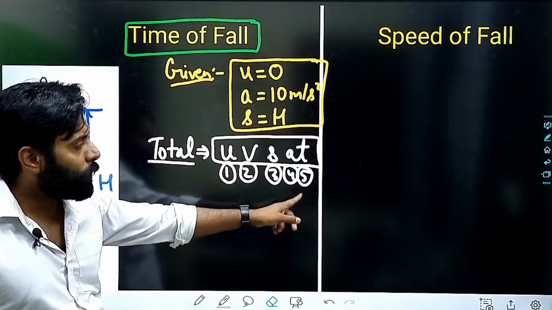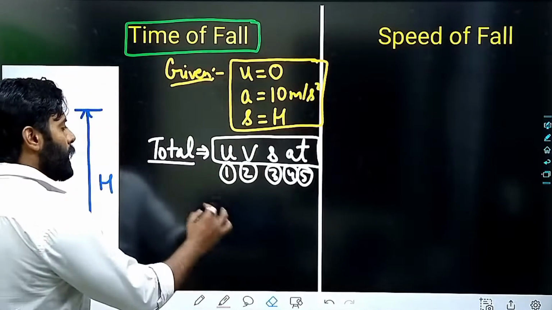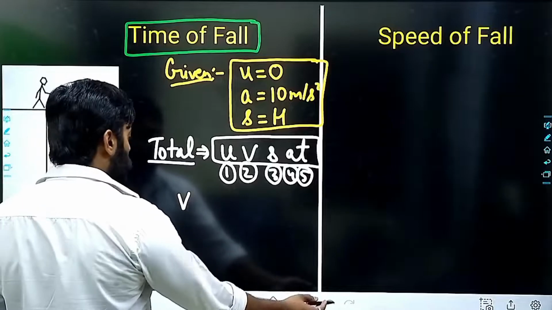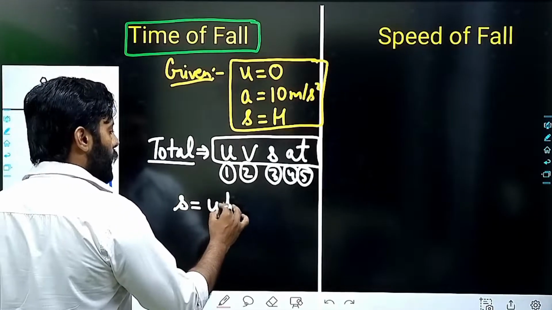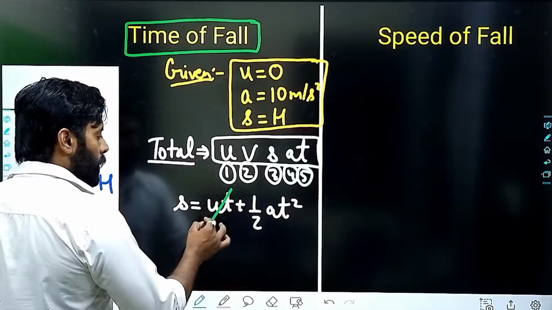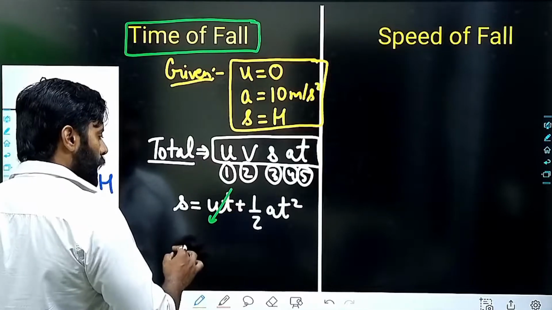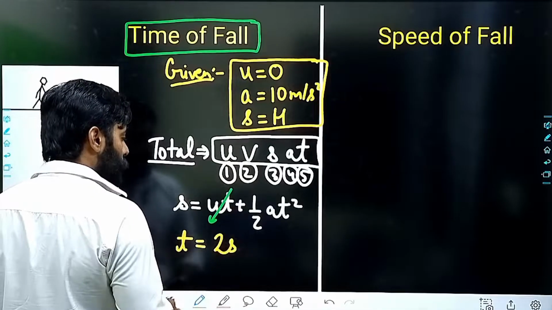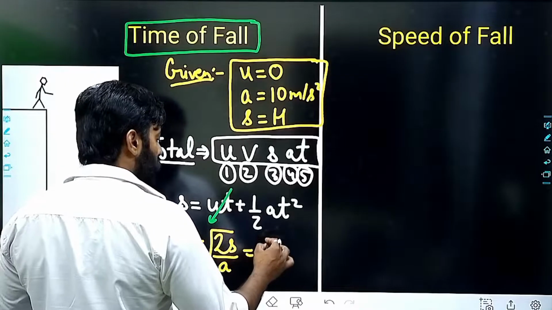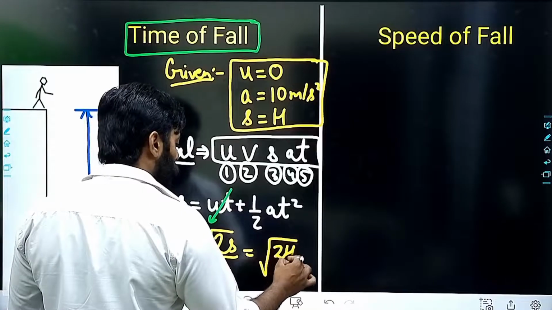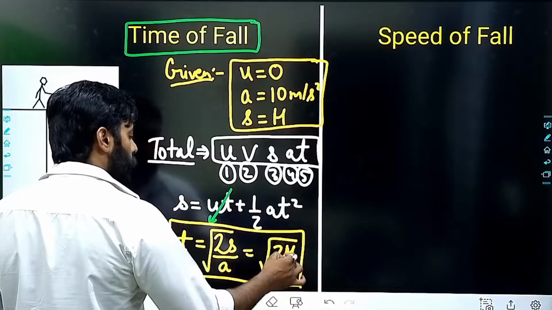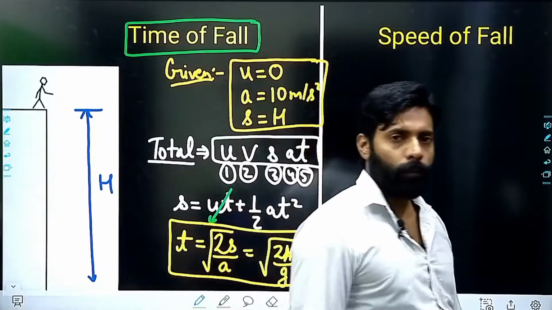So out of these things, what is left? If I have to calculate T, then how can I calculate T? I can easily use S is equal to UT plus half AT square. If I use this equation, this term will cut down and time will come as the square root of 2S divided by A. So I'll be getting time as the square root of 2H divided by G. So this is the time of fall.